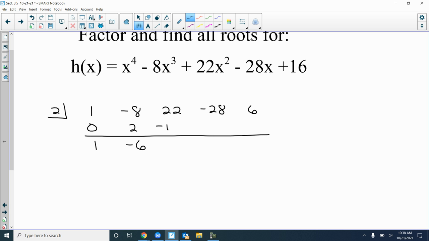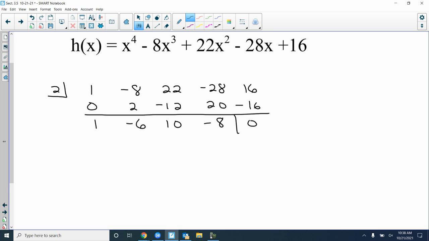-6 times 2 is -12. 10 times 2 is 20. -8 times, I did something wrong. It's 16, not 55. 16? There we go. And -16 is 0. You don't need to rewrite it or anything here. We know the 2 roots, so we can just go ahead and keep going.